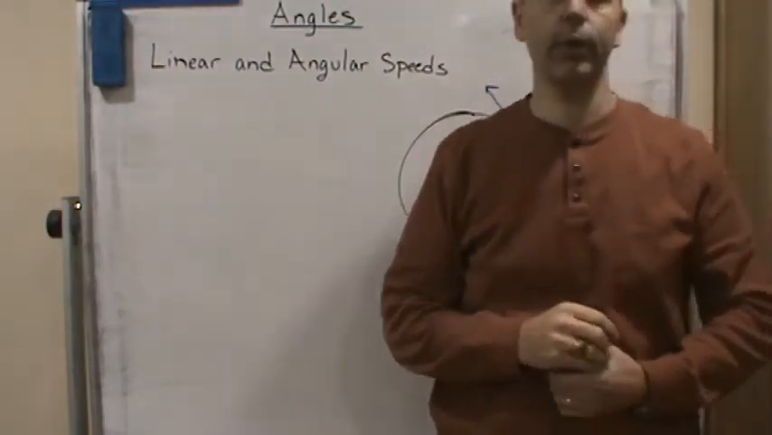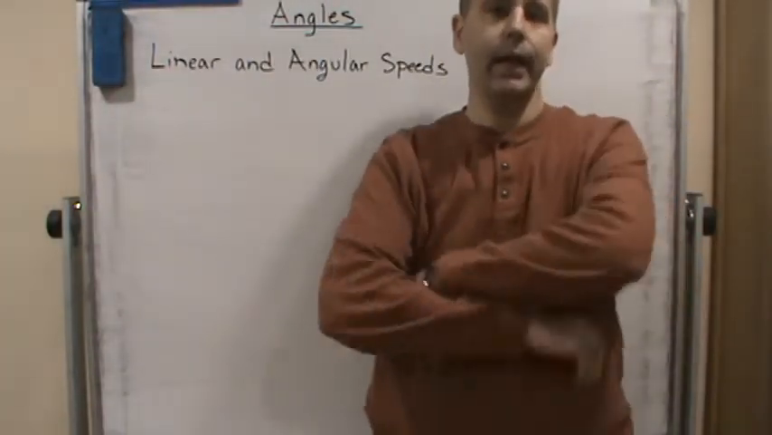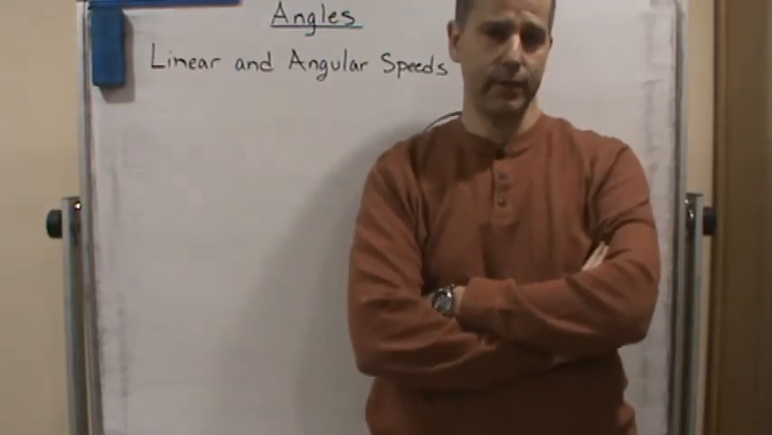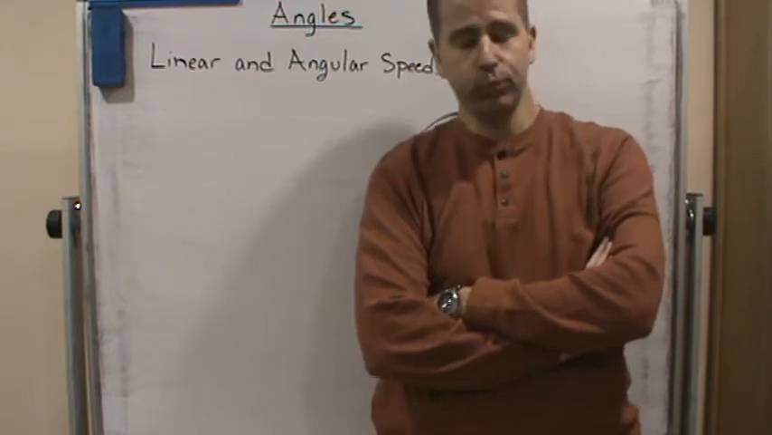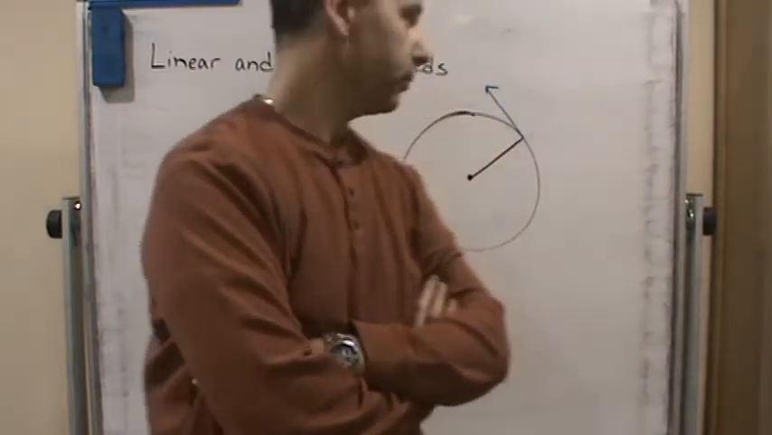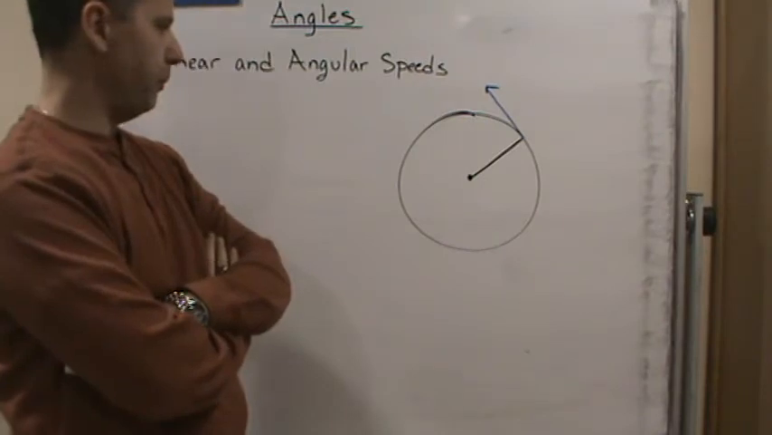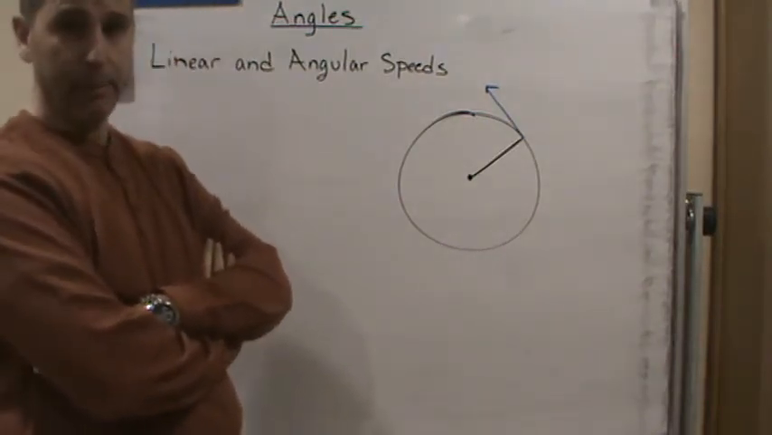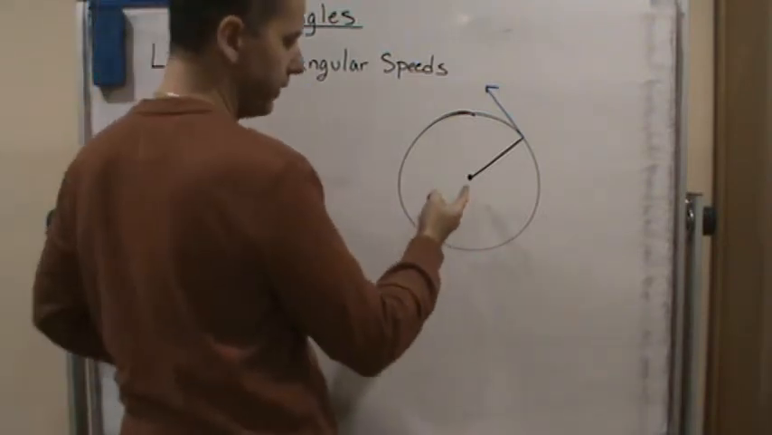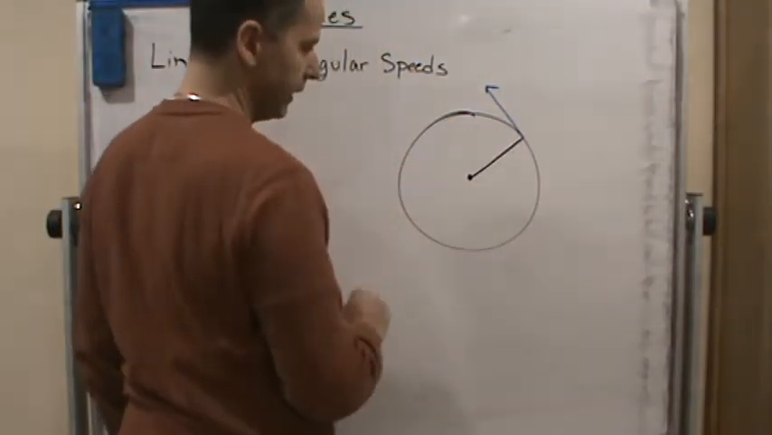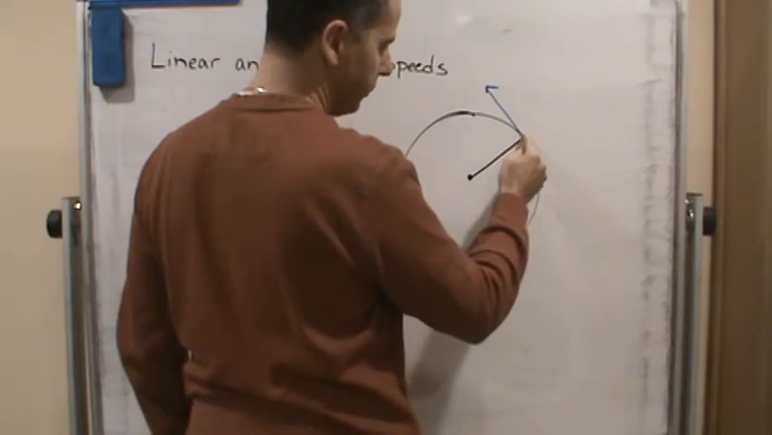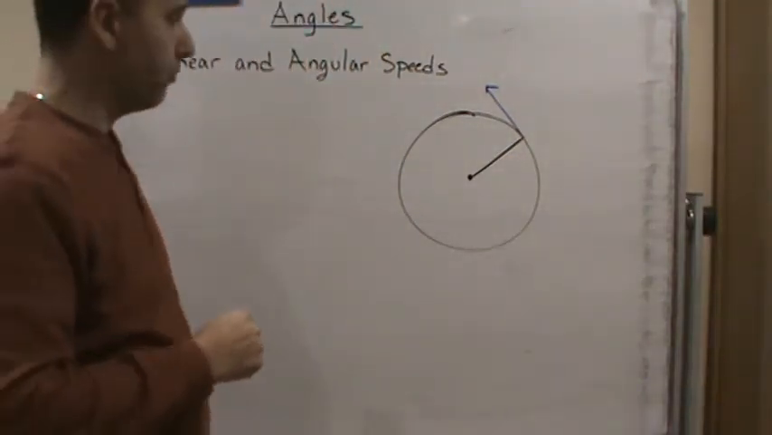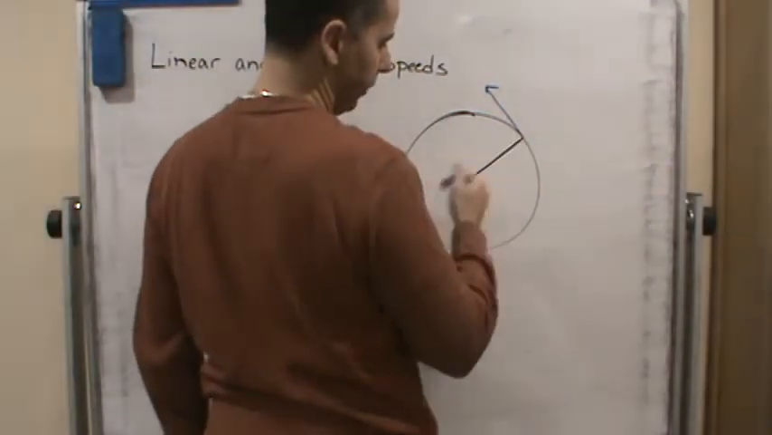Okay, so now what we're going to do is talk about linear and angular speed. This comes in handy in physics and it's very important to understand. If you look at this example here, let's say you've got a bike wheel, and you're looking at the spokes on one of the bike wheels. Let's say you mark a dot with some chalk on the tire.